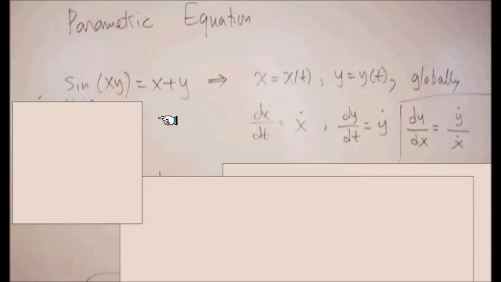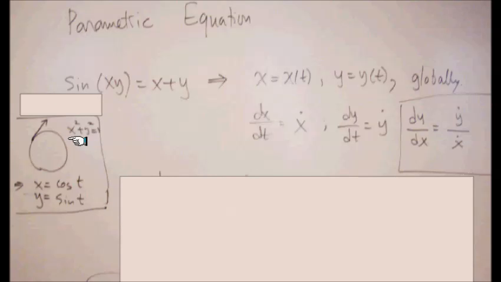So I squeeze it in here so that I can see everything. When we look at y as a function of x, the slope of the tangent line there can be calculated as the rate of change of y divided by the rate of change of x, when it's parameterized with respect to t. So here's an example right here. The equation is small, but it says x squared plus y squared equals 1.